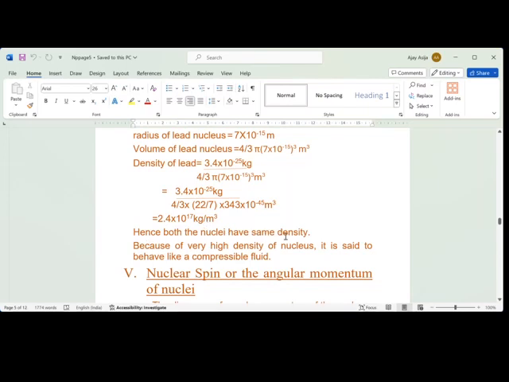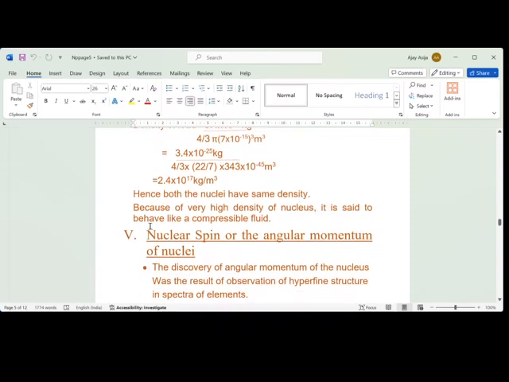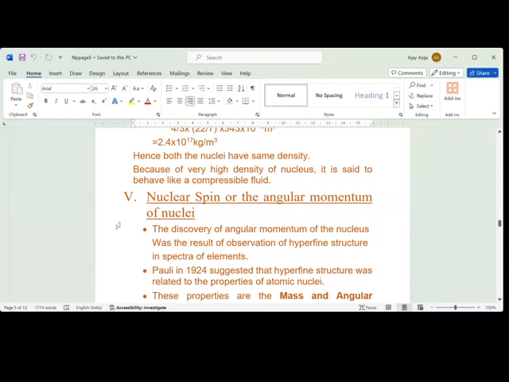Hence, both the nuclei have the same density. Because of the very high density of the nucleus, it is said to behave like a compressible fluid, because the fluid state has moderate density. Incompressible fluid means its density is very high. So because the nucleus also has high density, we can say that the nucleus behaves like a compressible fluid.